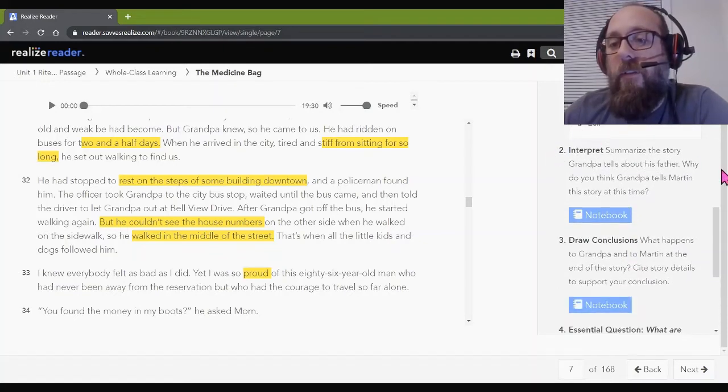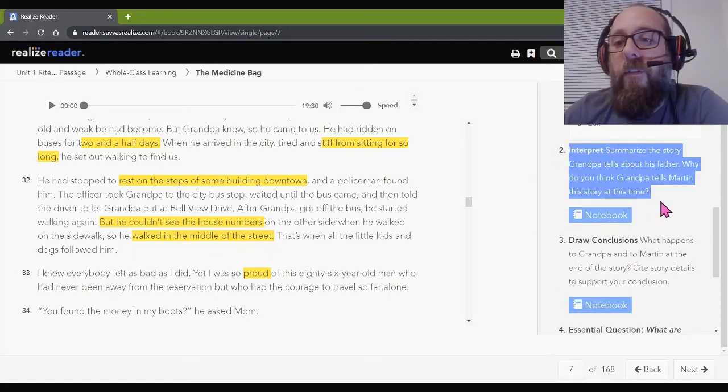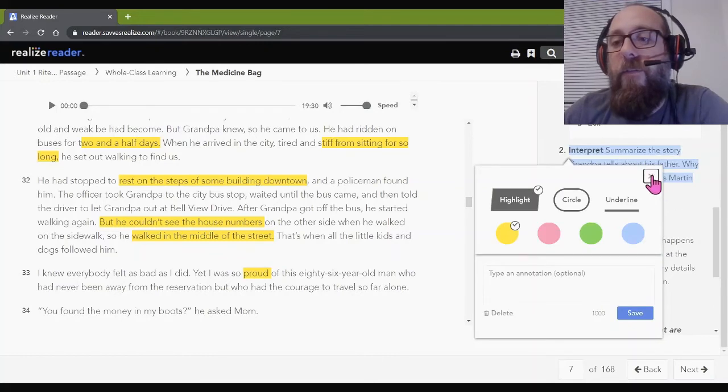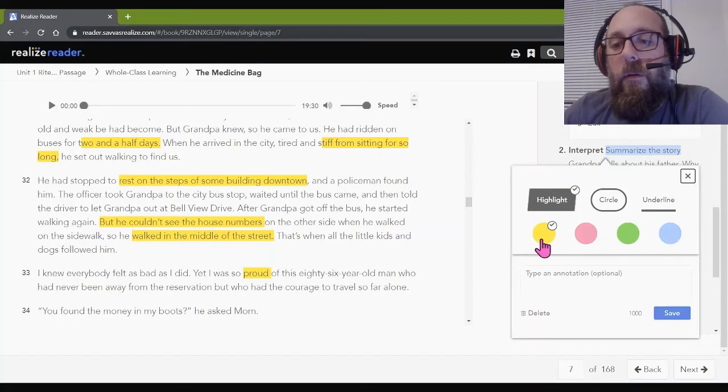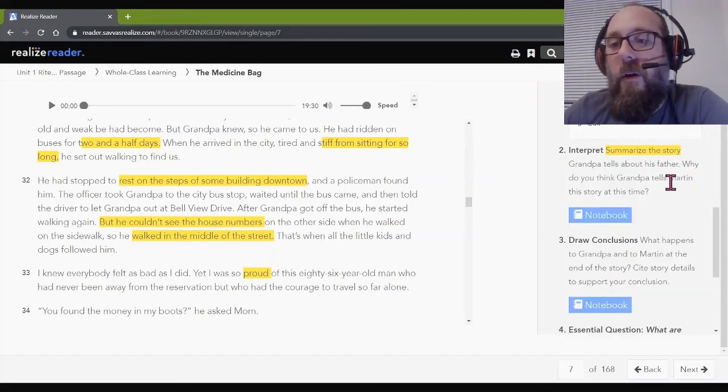Next, you're going to look at this interpretation question. Summarize the story Grandpa tells about his father. Why do you think Grandpa tells Martin this story at this time? So, summarize the story. And then, why do you think Grandpa tells Martin this story at this time? Why do you think?